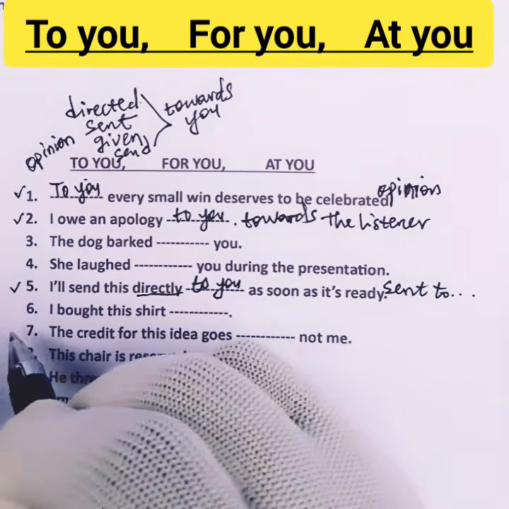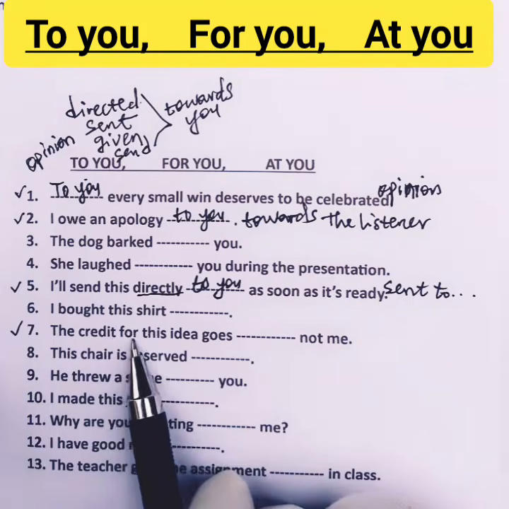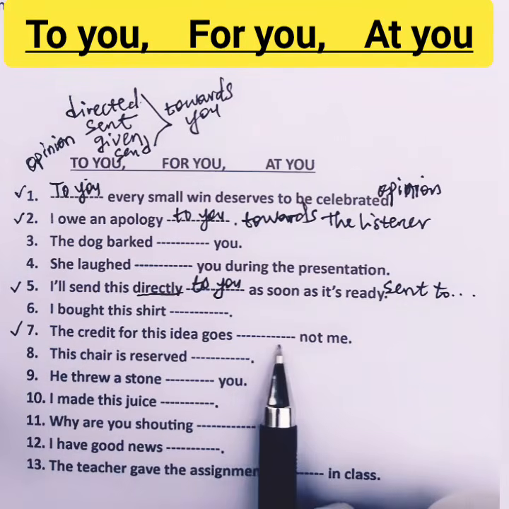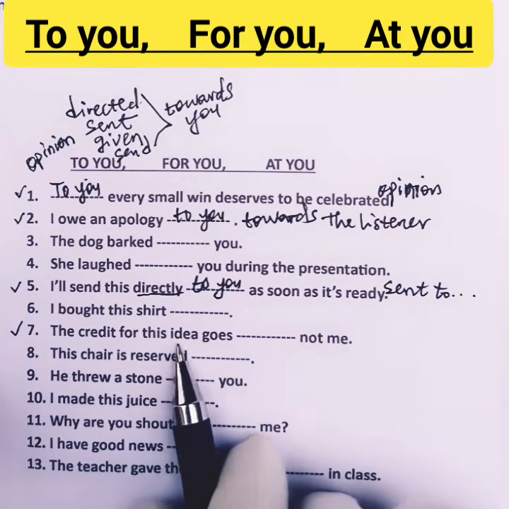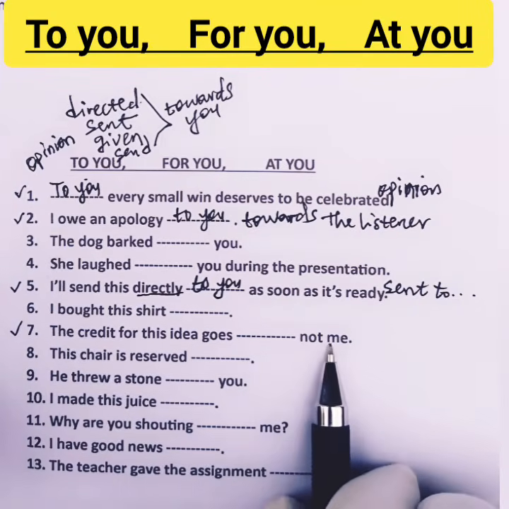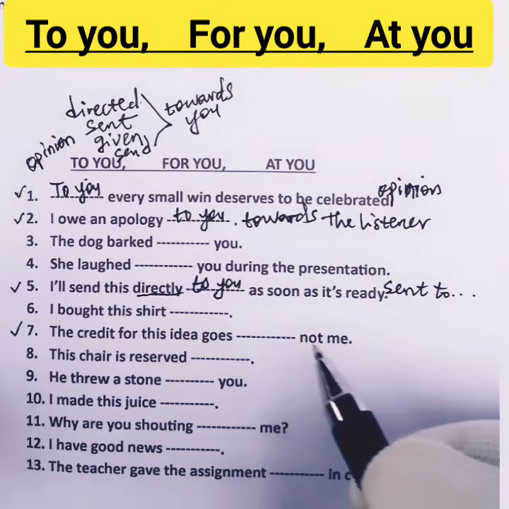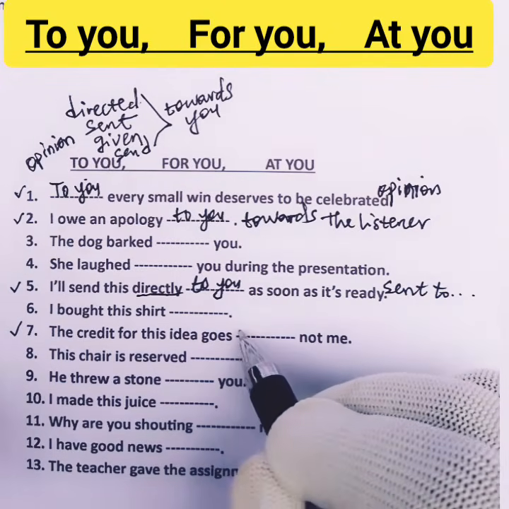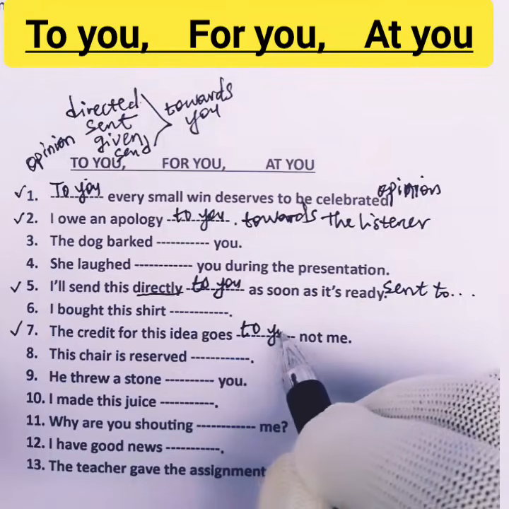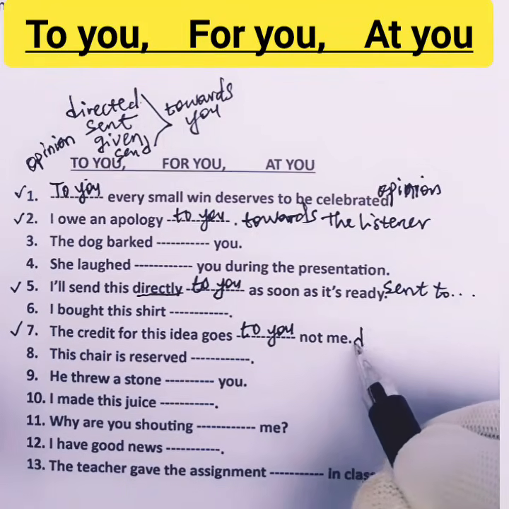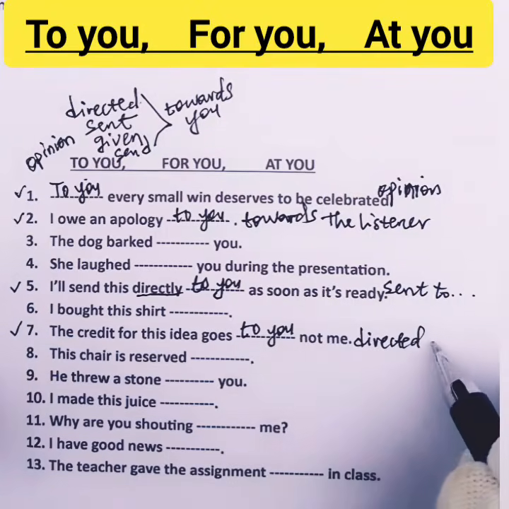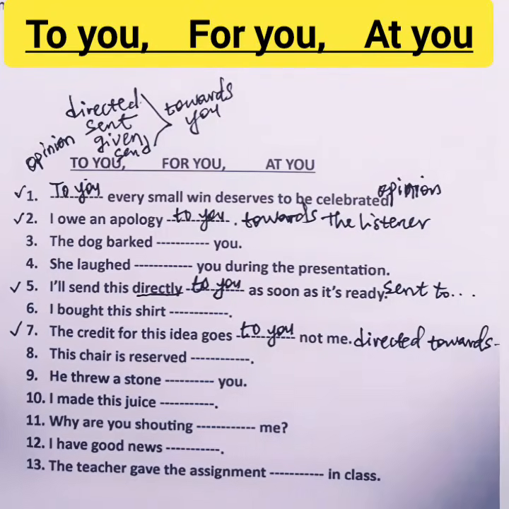Next is number 7. The credit for this idea goes blank, not me. Here, the speaker says that the credit shouldn't be directed to him, rather it is to the listener. So, to you is correct here. So here, the credit is directed towards the listener.